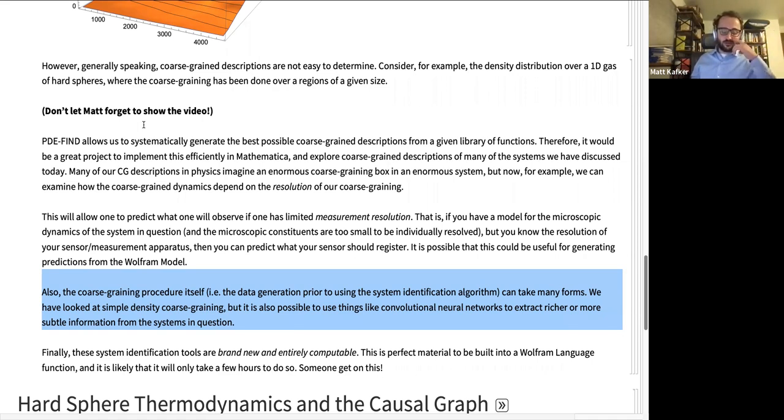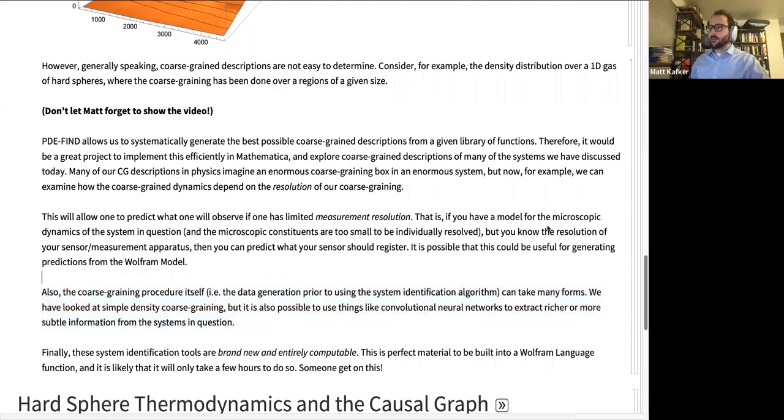And the machine learning capabilities in the Wolfram language are getting better all the time. They're really easy to use. So maybe somebody smarter than me will be able to take one of these problems and take it in an interesting direction. Okay, I closed the chat by mistake.